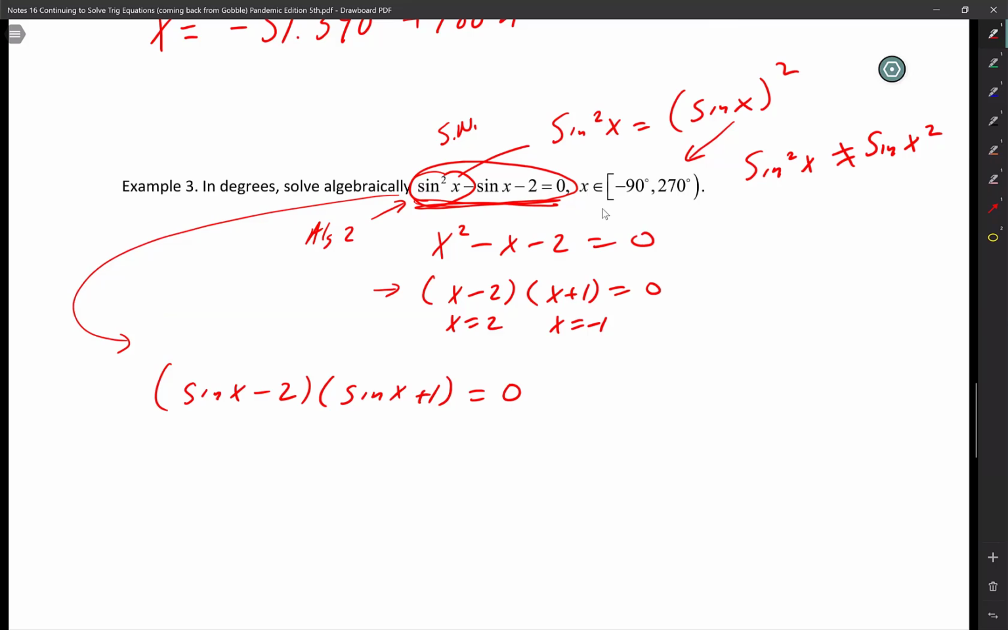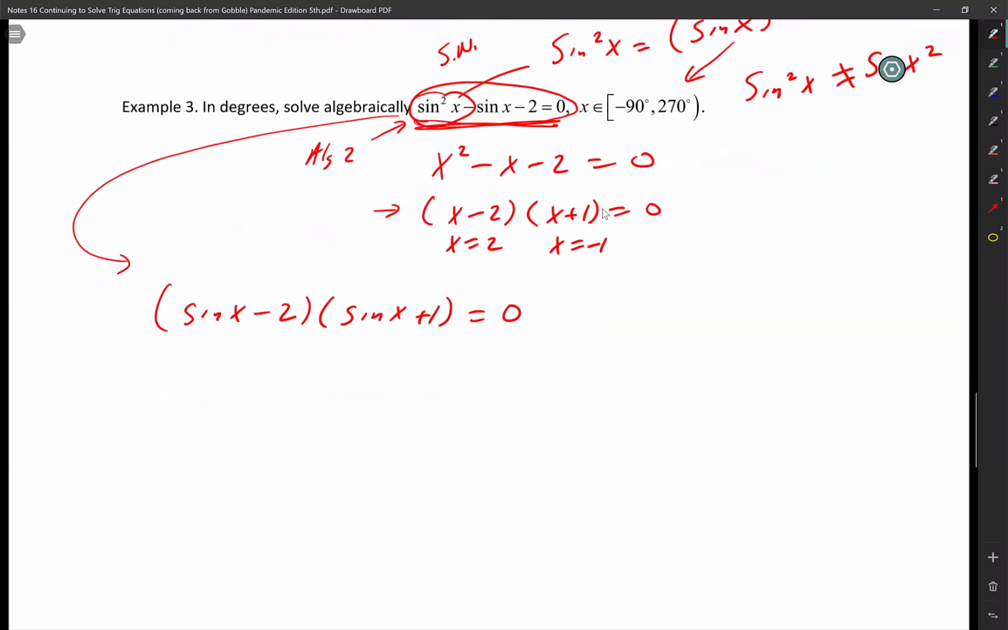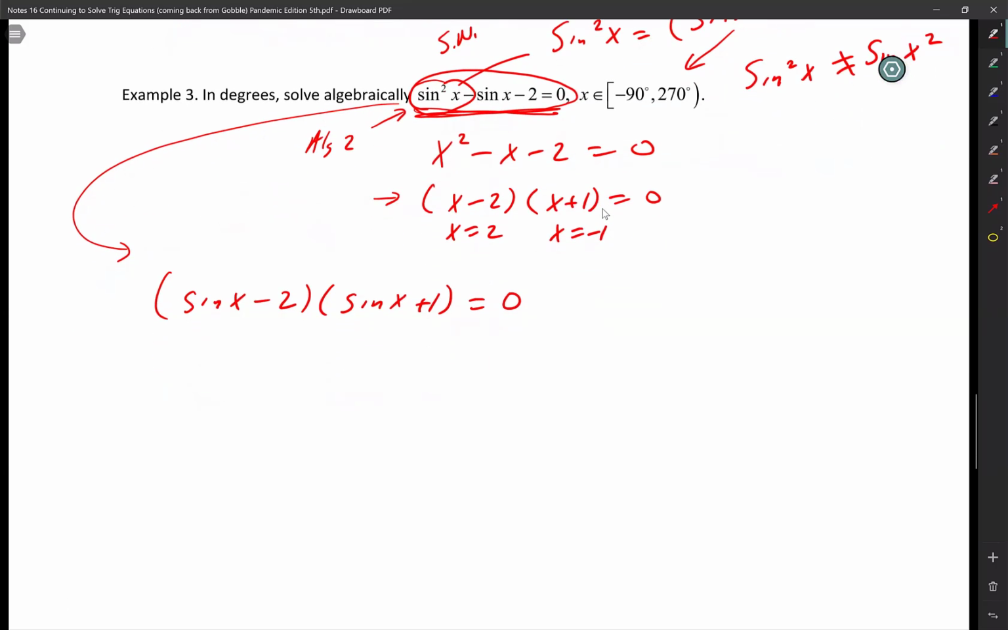All right, so now we're back at this, guys. I have this expression here, sine x minus 2 and sine x plus 1. So now all you're going to do is just solve. The only way that this will be 0 is if sine x equals 2. That's not possible, and I'll tell you why in a little bit, guys. And sine x plus 1 is 0 whenever sine x is negative 1.